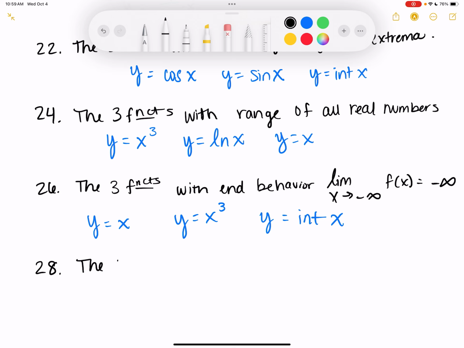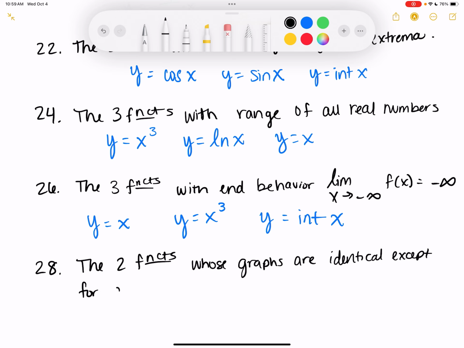All right. The last one. The two functions whose graphs are identical except for a horizontal shift.